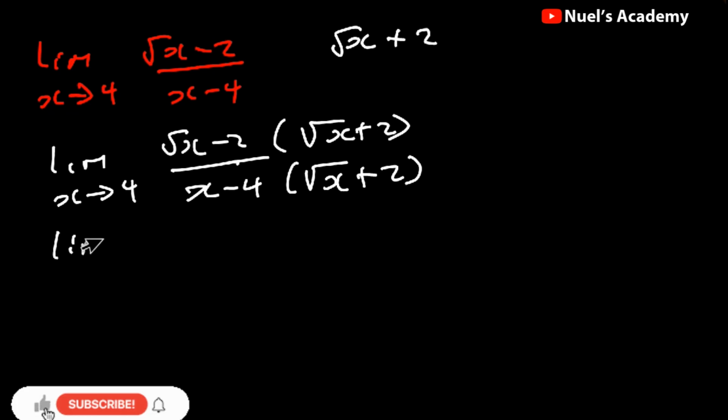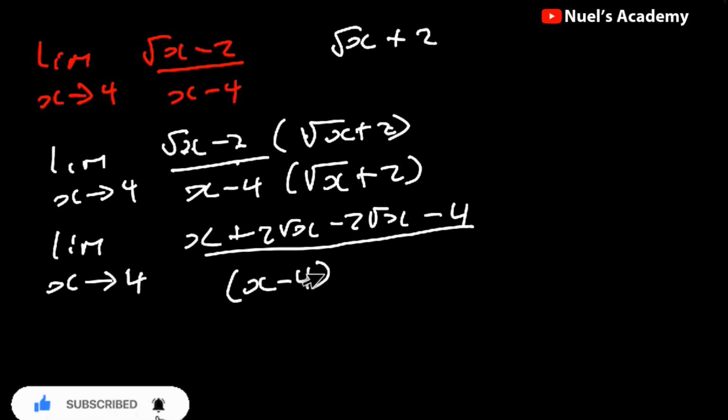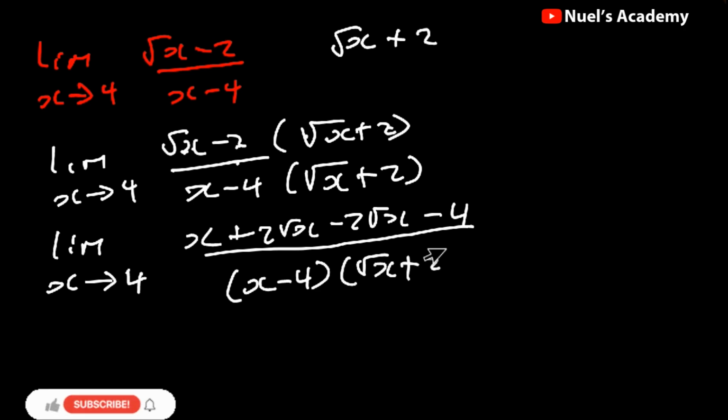So we're going to find the numerator. We have limit as x approaches 4. Root x times root x is equal to x. Then root x times 2 is equal to 2 root x. Minus 2 times root x is equal to minus 2 root x. Minus 2 times plus 2 is equal to minus 4. Then over, we're not going to find the denominator. Let's just write it the way it is. We have root x plus 2.